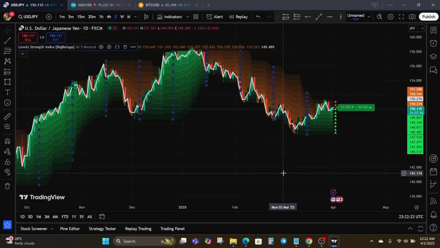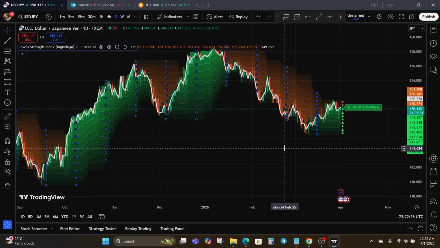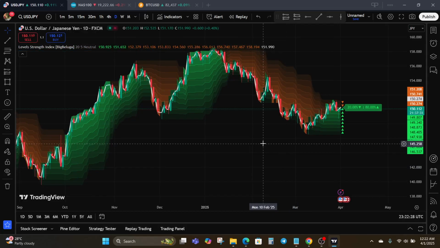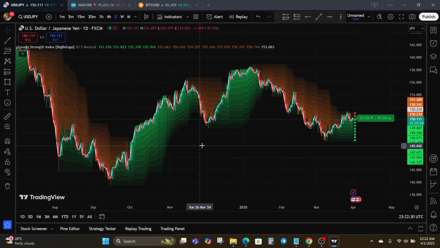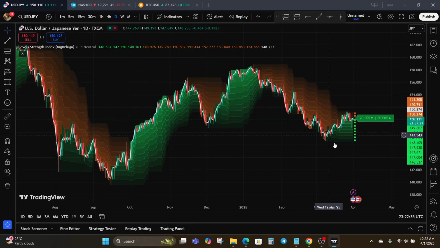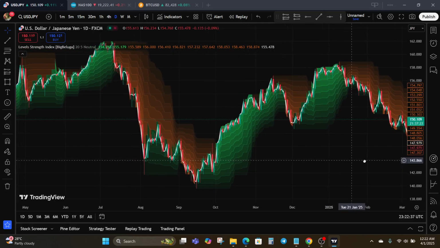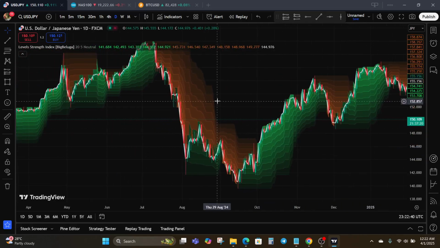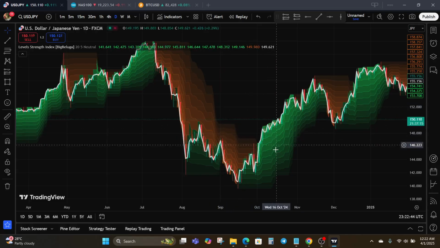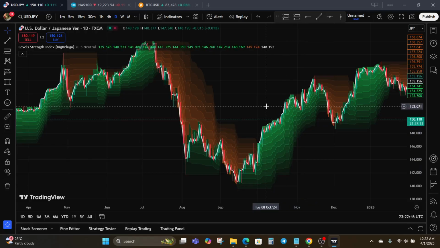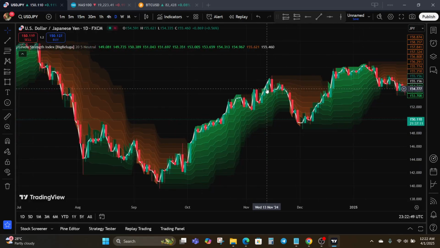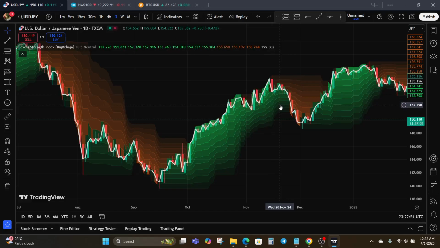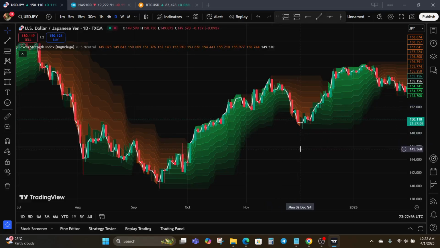It helps traders determine whether the market is in an uptrend, a downtrend, or range bound. And then it can show how strong the trend is and if it is likely to continue, and of course, possible trend reversals or weakening momentum. So this makes the LSI a valuable confirmation tool for trend traders and those looking to time their entries and exits more effectively.